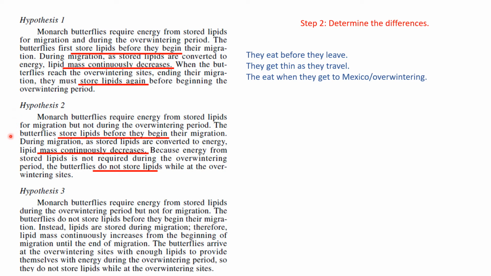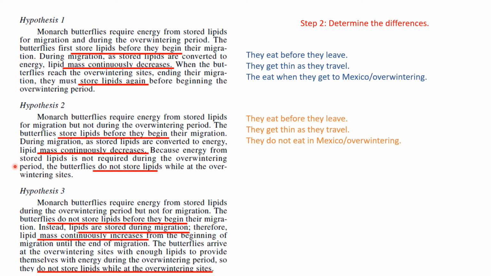Okay. Hypothesis 2, monarch butterflies require energy for stored lipids for migration. The butterflies store lipids before they begin, so that's similar to hypothesis 1. During migration, the mass continuously decreases, also similar to hypothesis 1. Because the energy for stored lipids is not required during overwintering, they do not store lipids while at the overwintering site. So they eat before they leave, they get thin as they travel, and they do not eat when they get to Mexico. Right? They get there and they go, oh man, I'm tired, and they just relax.